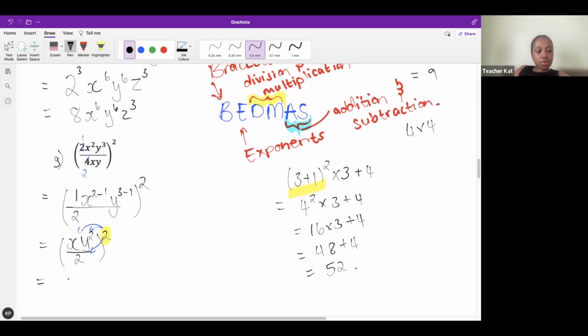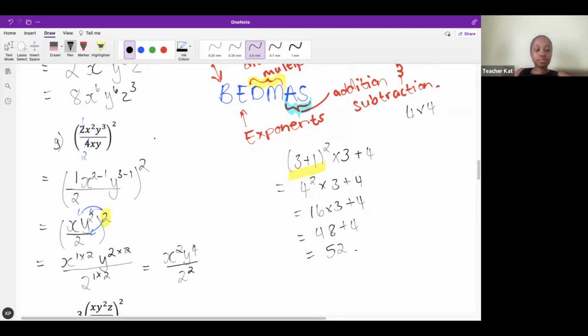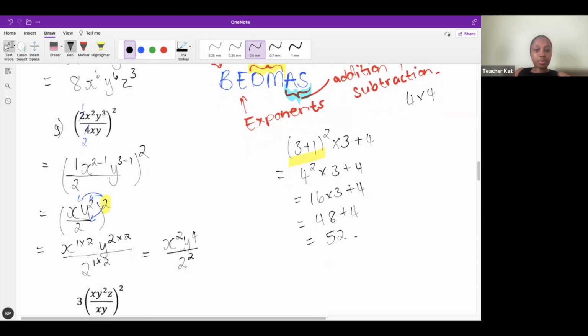Okay, so this will be equal to x to the power of 1 times 2, y to the power of 2 times 2, divided by 2 to the power of 1 times 2, which will give us x squared, y to the power of 4 over 2 squared. Am I done with my question?